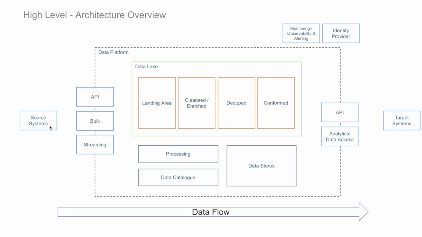We have some kind of source system. Then we will have some kind of API or bulk streaming that will pull the data from the source system. Then we will build a data lake that will have the landing area. We will store the raw data. Then we will clean that data, remove the duplicates, and finally build the analytical layer. On top of that, we will make sure it is being processed properly. So we have the processing, data catalog, and data store. Once we have the data in the data lake, we can easily process it.